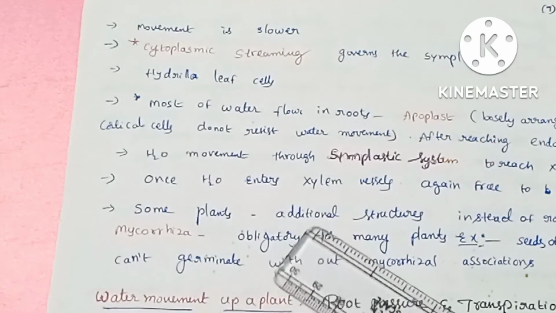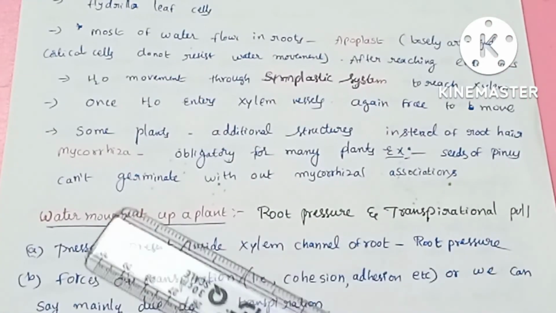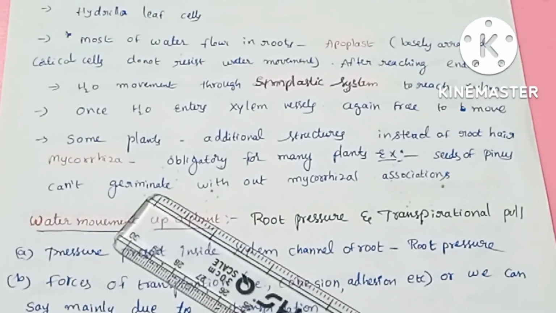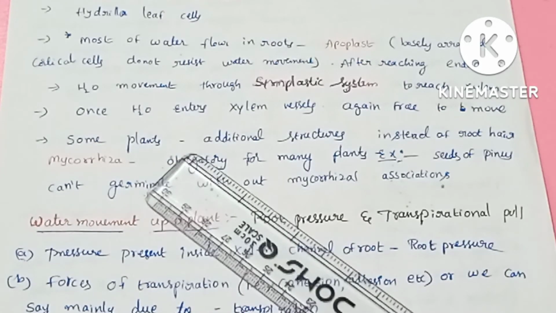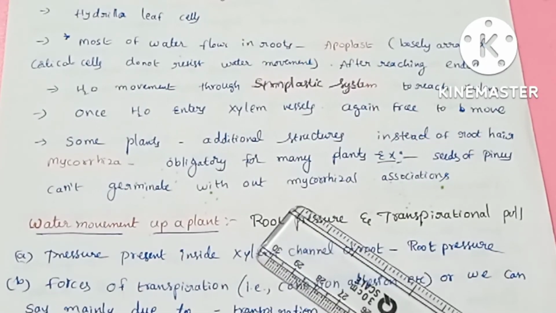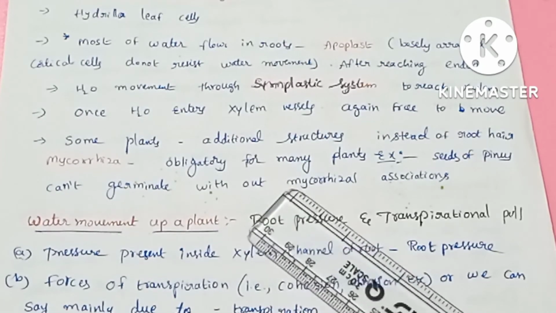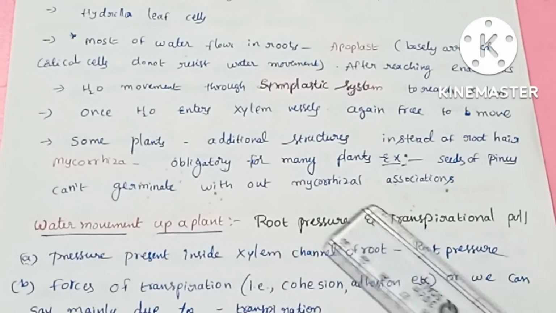And some plants have additional structures present instead of root hairs. Those structures are called mycorrhizae. These mycorrhizae are nothing but the symbiotic association of the roots with fungi. That is called mycorrhizal association. In mycorrhizal roots, there is no root hair, but they have a great absorbing capacity when compared to normal roots. And this mycorrhizal association is obligatory in some plants like pinus. In pinus plants, without mycorrhizal association, the seeds will not germinate. That is how important mycorrhizal association is in pinus plants.